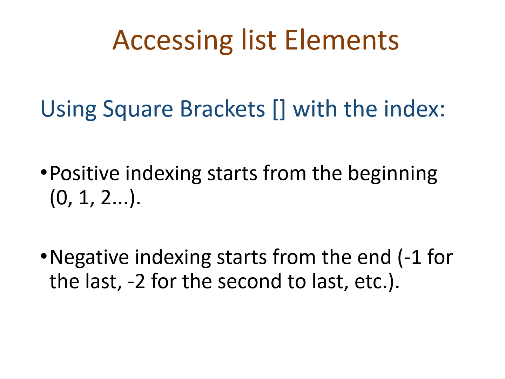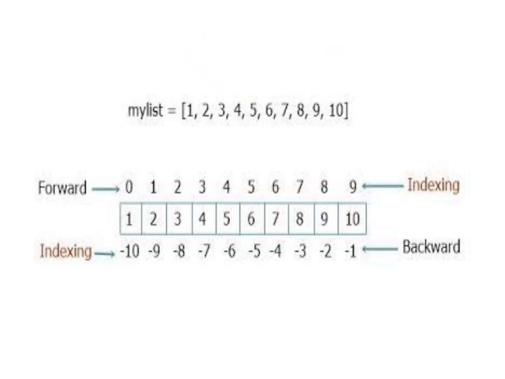And the second one is negative indexing. Negative indexing starts from the end of the list and it uses minus values. The negative indexing starts from -1, -2, and so on. So this is the example for representation of the indexing. Here we take my list as an example. In this list we have up to 10 elements. Here we represent the list values.